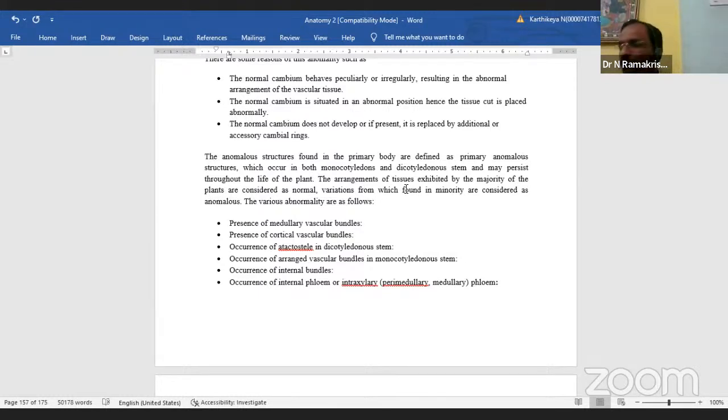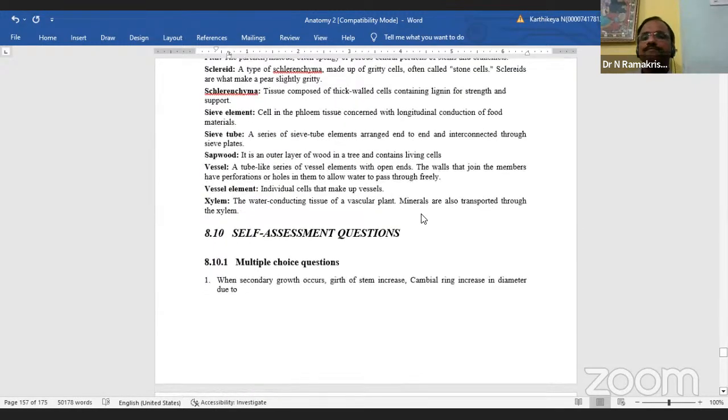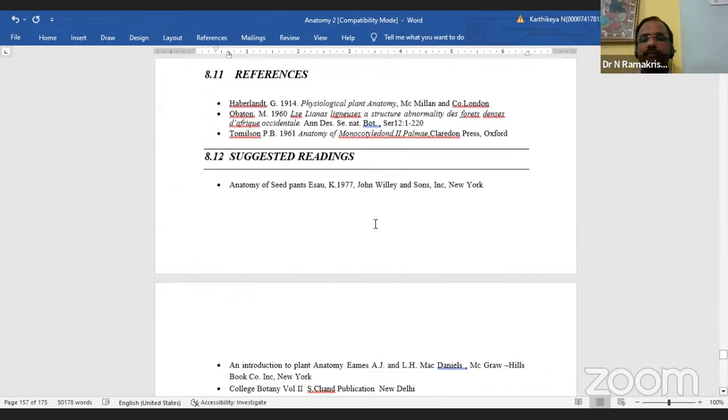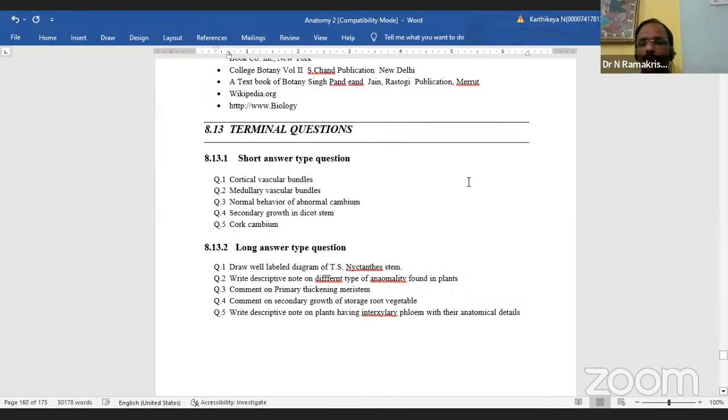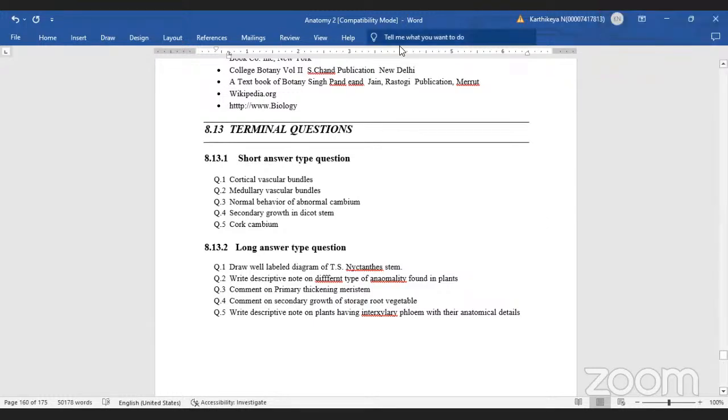Almost all the syllabus is completed. Do you have any doubt in this one? Please respond. Is J Shweta there? Is J Shweta there? Yes, sir. Shweta?